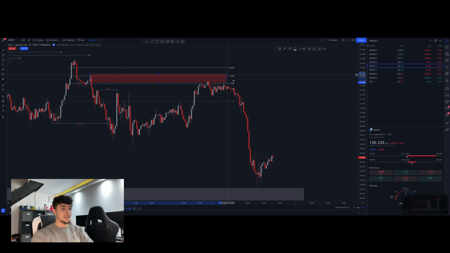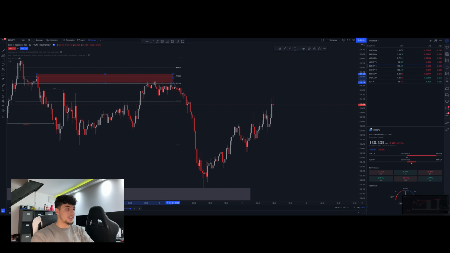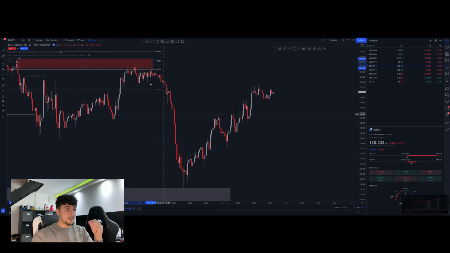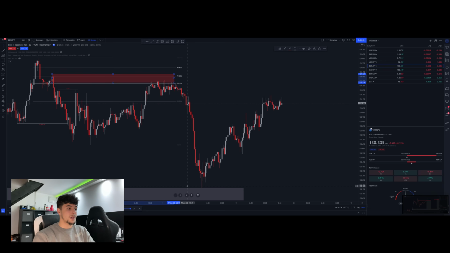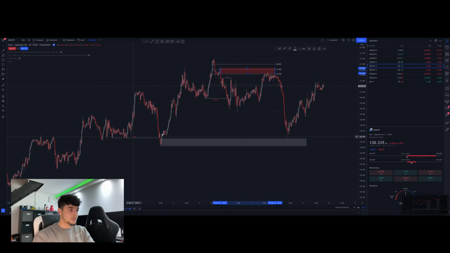Mitigated very nicely and melted very nicely, reacted off this beautiful level of demand, and then continued over to the upside. Very nice entry and very beautiful exit. Why did we exit here? Because we had some equal lows that got taken out, and then price impulsed back over to the upside, and that was the last candle that took out the lows. So this was a nice level of demand.